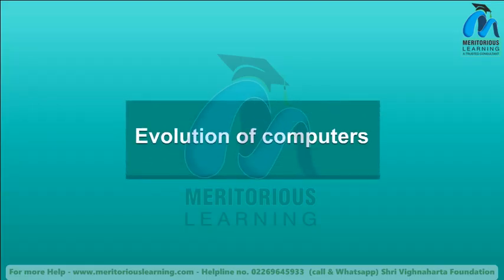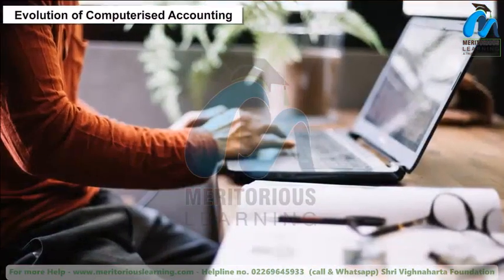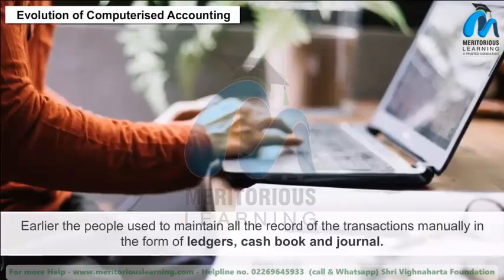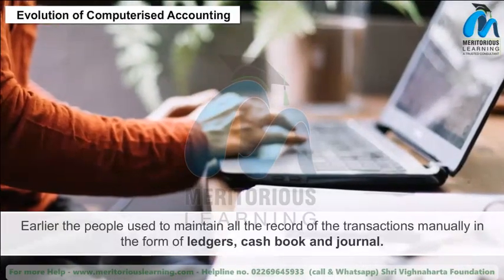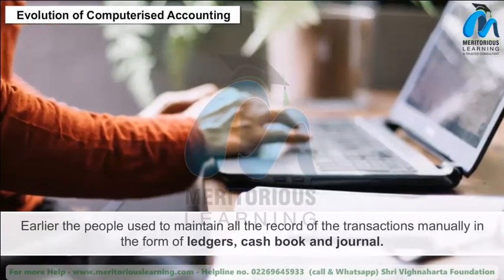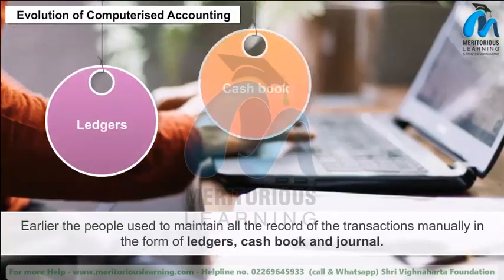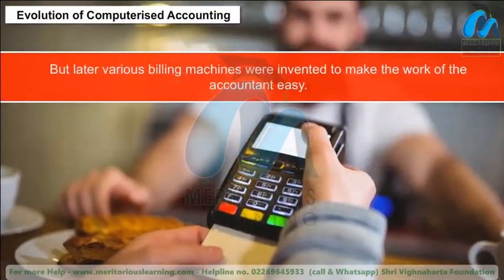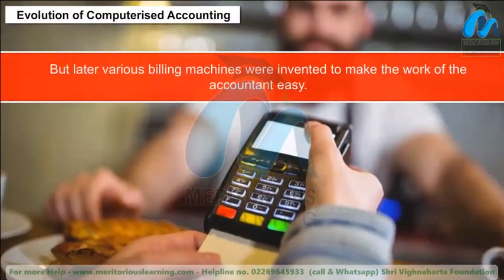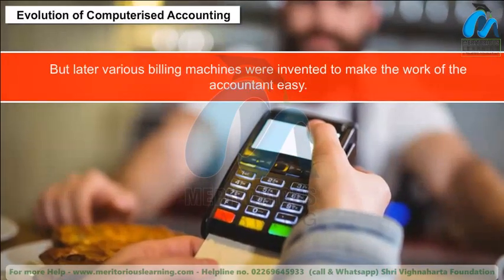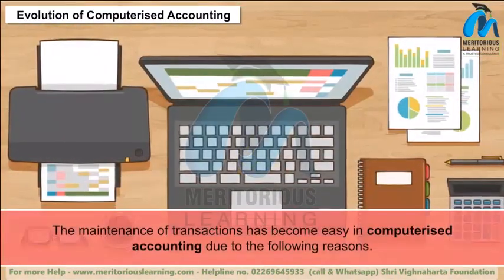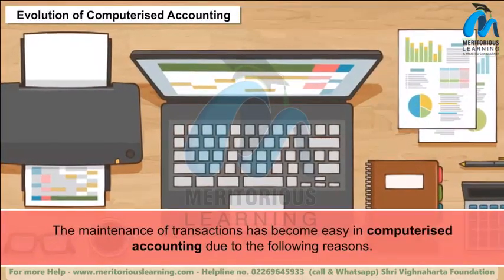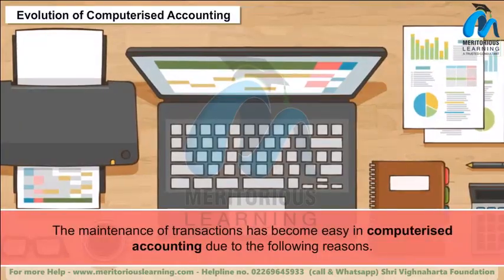Evolution of computers. Evolution of computerized accounting. Earlier, people used to maintain all the records of the transactions manually in the form of ledgers, cash book, and journal. But later, various billing machines were invented to make the work of the accountant easy. The maintenance of transactions has become easy in computerized accounting due to the following reasons.